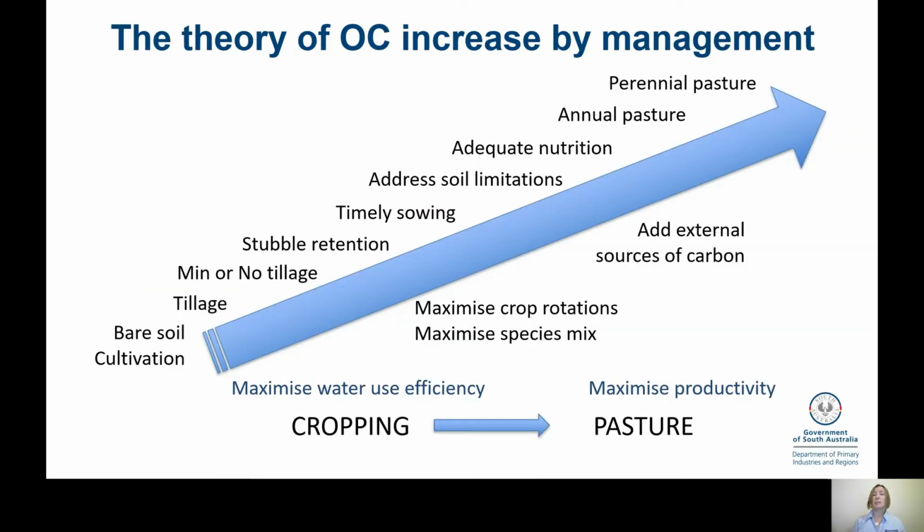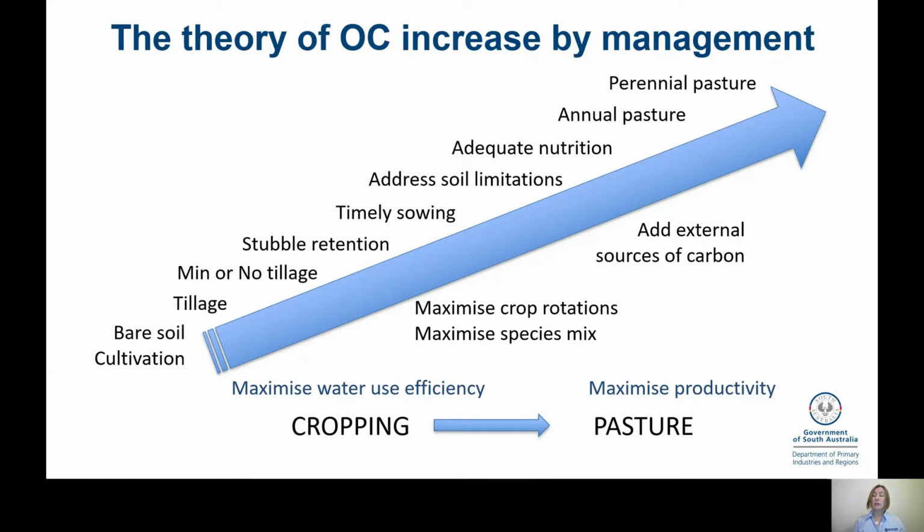So there is a theory of carbon increase by management zones. The concept is that as you step up the ladder, going from a cropping system to a pasture system, our carbon values should be increasing. The lowest that we could possibly have is a bare cultivated soil, which would probably have the lowest carbon values we would expect. As we start introducing measures such as minimum or no tillage and stubble retention, we start to be able to gather more carbon. And as we go up to changing over from a cropping to a pasture system, this is meant to be the maximum carbon that we can attain.